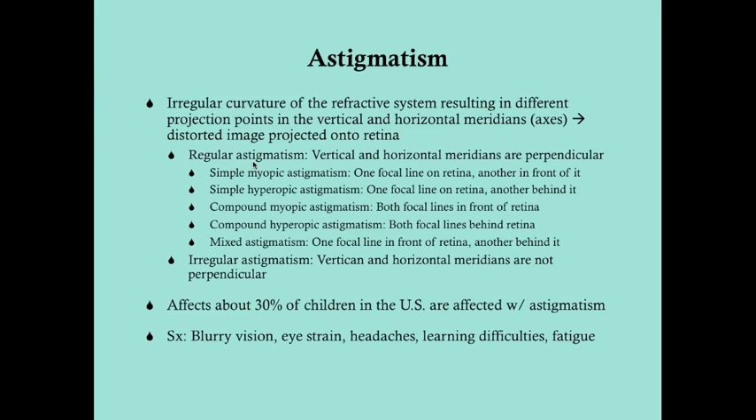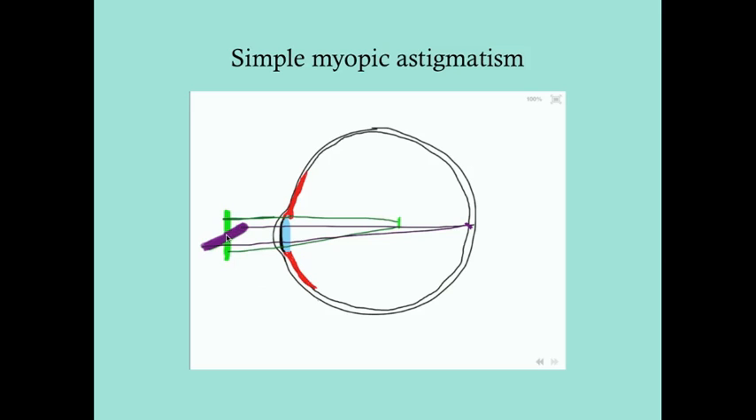So let's say, for instance, you're looking at the vertical axis. Your lens may project the vertical axes of what you see in front or behind the retina, but the horizontal axes may be projected onto the retina. And all that has to do with is the 3-dimensional curvature of the refractive system. I don't want to make this too complicated. So there's different kinds of astigmatism.